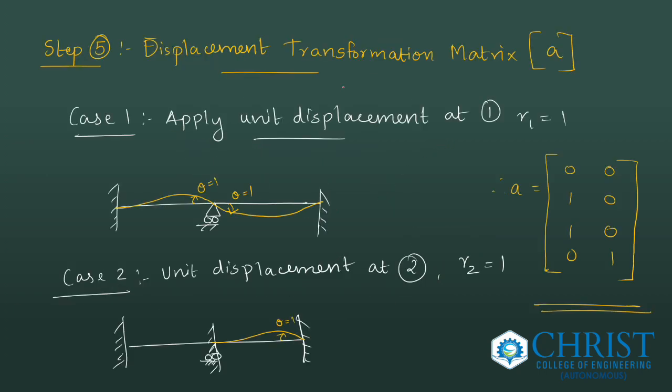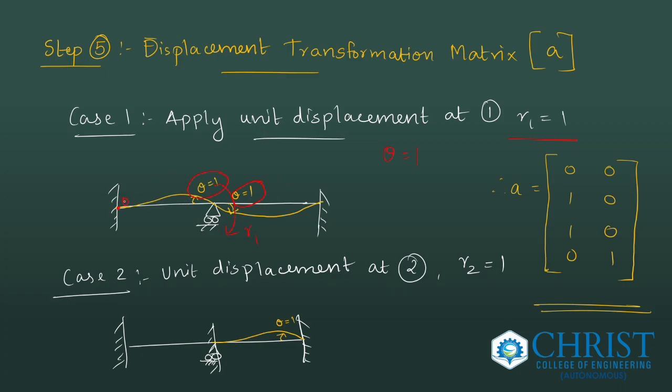Next step is displacement transformation matrix, A matrix. So first condition is apply unit displacement, that is unit system displacement at the first system coordinate. So first system coordinate is a rotation R1 or a moment. So I apply theta equal to 1, that is rotation equal to 1, slope equal to 1 at point B. So that is theta equal to 1 here, theta equal to 1 here. This one, clockwise moment, clockwise bending is shown as I explained in my previous video.